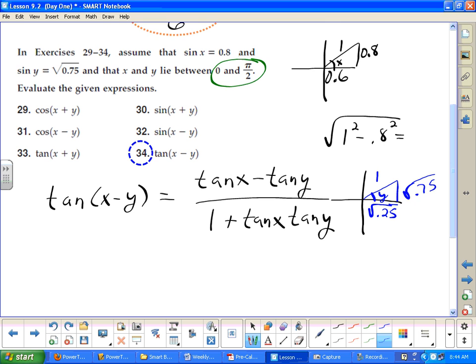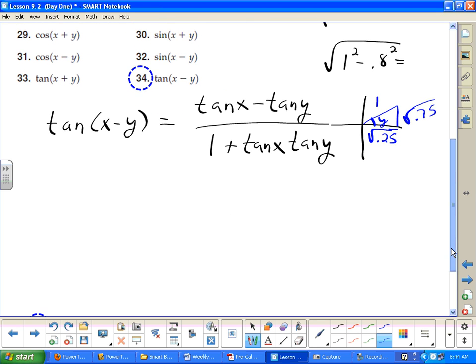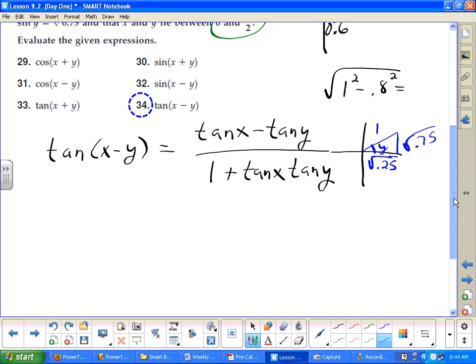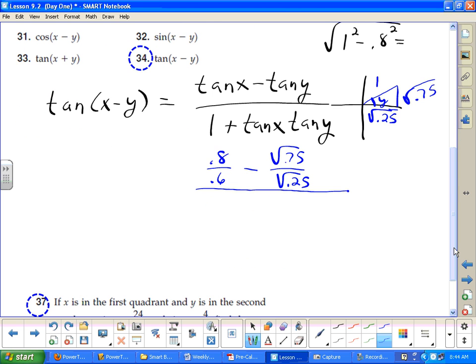Okay. So we're going to use our tangent then. So tangent of x, 0.8 over 0.6. Minus tangent of y, square root of 0.75 over the square root of 0.25. Oh, this is going to be lovely. Okay. And 1 plus those numbers.